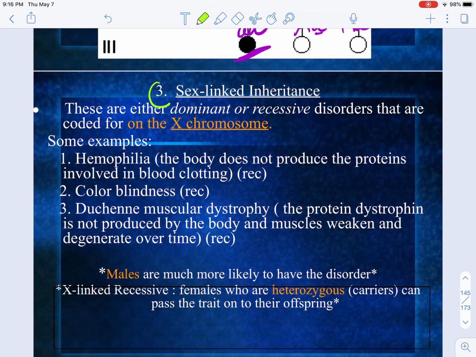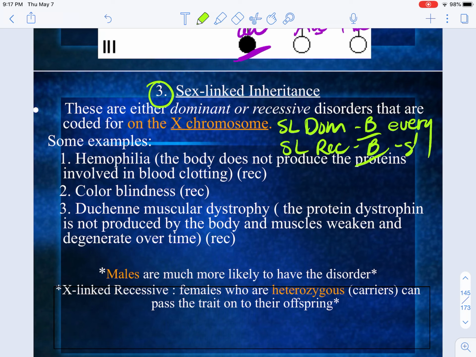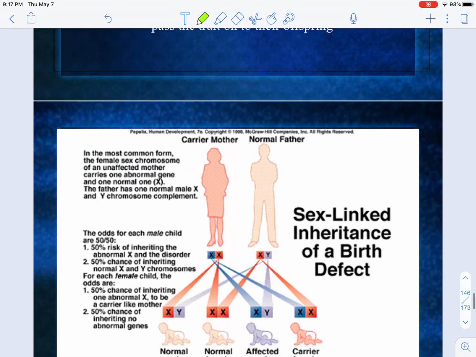Okay, and the third type of inheritance pattern is when it is sex-linked. You're going to see a whole bunch of boys who have it. If it's sex-linked dominant, you're going to see mostly boys, but you're going to see it in every generation. If it's sex-linked recessive, you're going to see, again, mostly boys, but it's going to skip generations. So simple as that. Some of the conditions found on the X chromosome are things like hemophilia and color blindness and muscular dystrophy, some of which we talked about in our sex-linked crosses earlier.